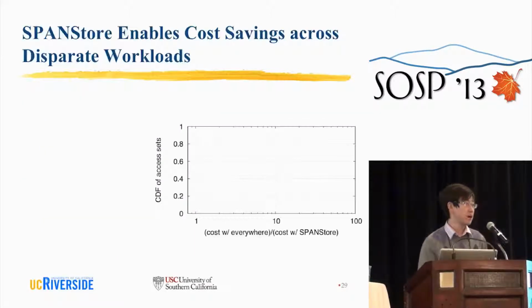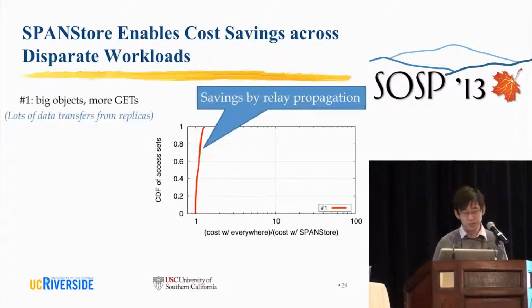Here we compare the cost of using the replicate everywhere strategy and the cost of using SPANStore. The x-axis is the cost ratio, in log scale, and the y-axis is the CDF of all access sets. Here we consider several workloads. First, big objects that receive a lot of get requests. This workload requires a lot of data transfer from the replica to the application. If you remember the example I mentioned earlier, when an application does a lot of reads, the optimal replication policy is actually to replicate data everywhere. Therefore, in this case, we only see slight savings by SPANStore, from using relay propagation.